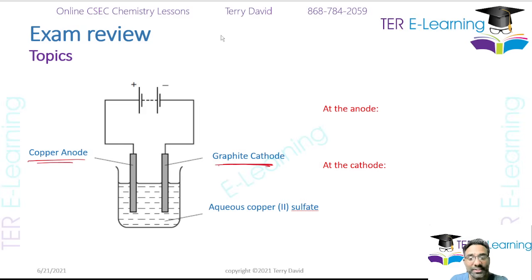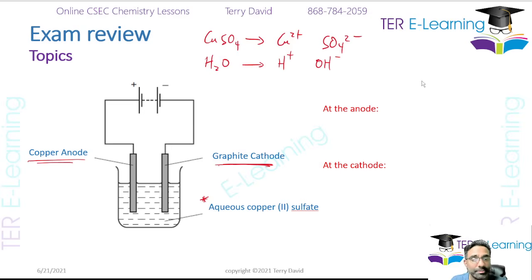Now, again, your first step to analyze this, you need to look at what is present. Your electrolyte is aqueous copper 2 sulfate. So this is CuSO4. That's copper 2 sulfate. So the ions present will be Cu2+ and SO4 2-. Those are my two ions present. Then we have water, which is always going to be present here. So you have H+ and you have OH-. Those are my ions present.